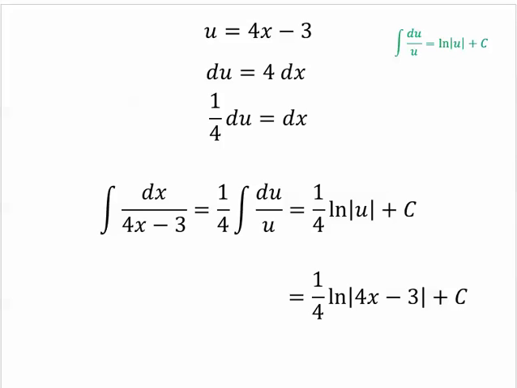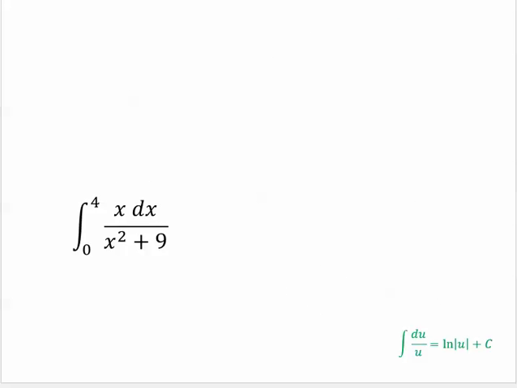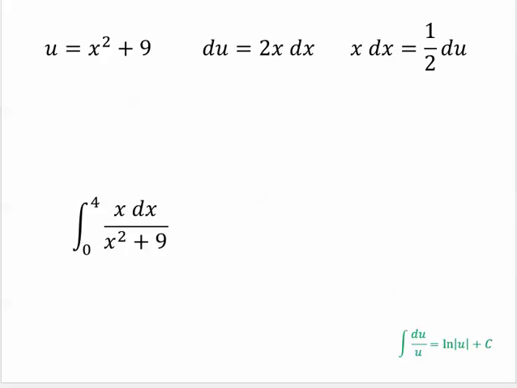Let's do another example. This is another example where having u equal to the denominator will work. So let's have u equal to x squared plus 9. And in that case, du equals 2x dx. Now, this works only because there's an x in my numerator. If there wasn't that x in the numerator, I wouldn't be able to use this substitution. So x times dx, solving for that, and I get a half of a du.